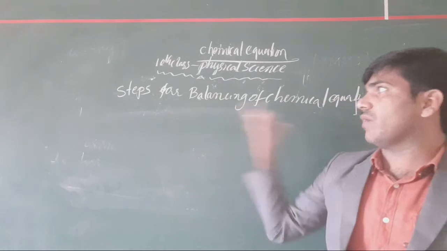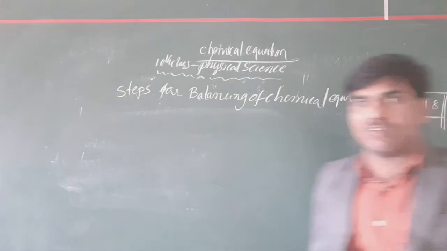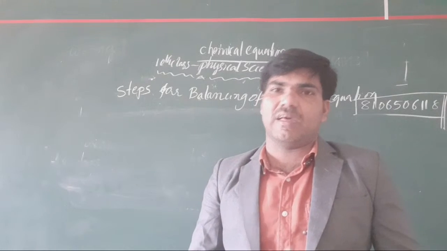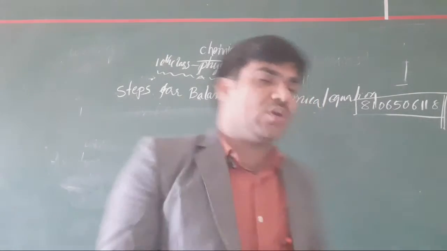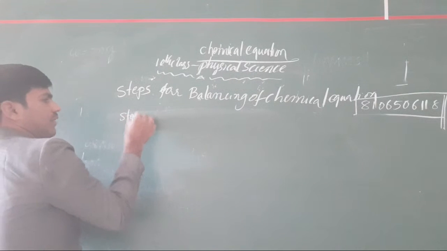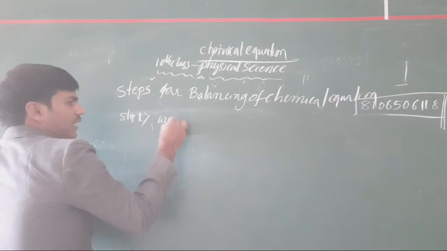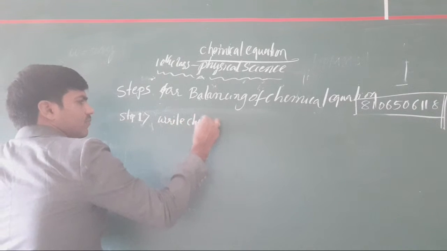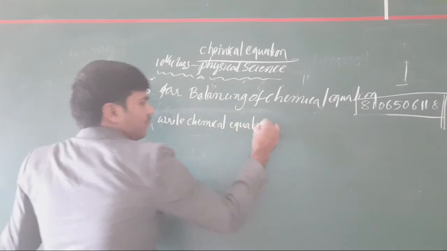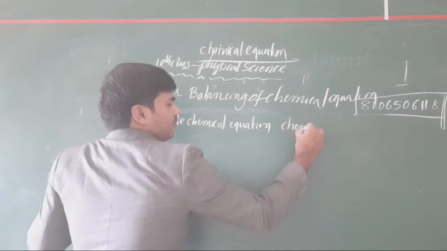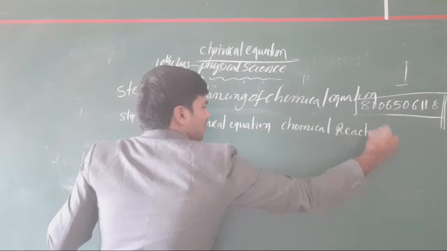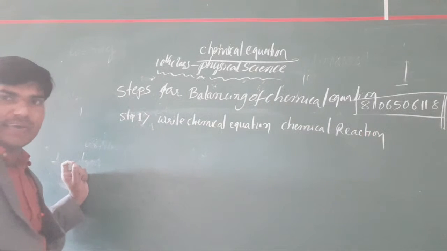Now, what are the steps for the balancing of a chemical equation? How many steps are involved in this? The first step is you should compulsorily write the chemical equation. Step 1: write the chemical equation for the chemical reaction. Clear or not, all the students?